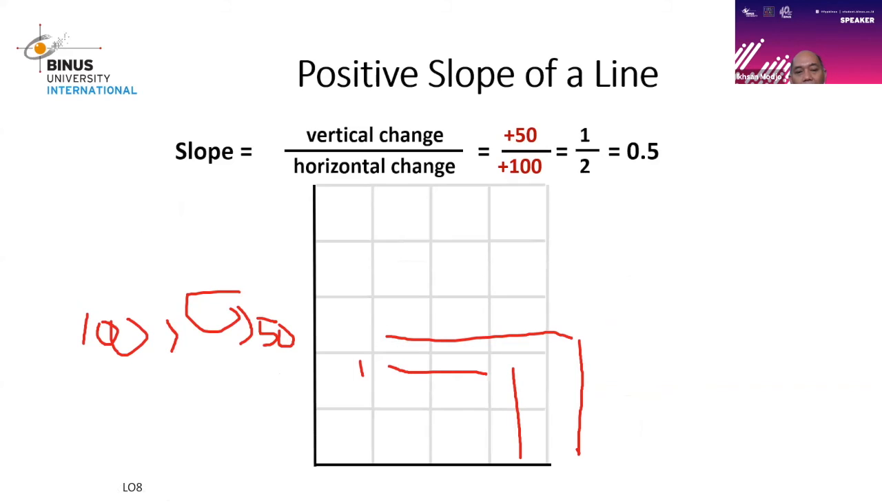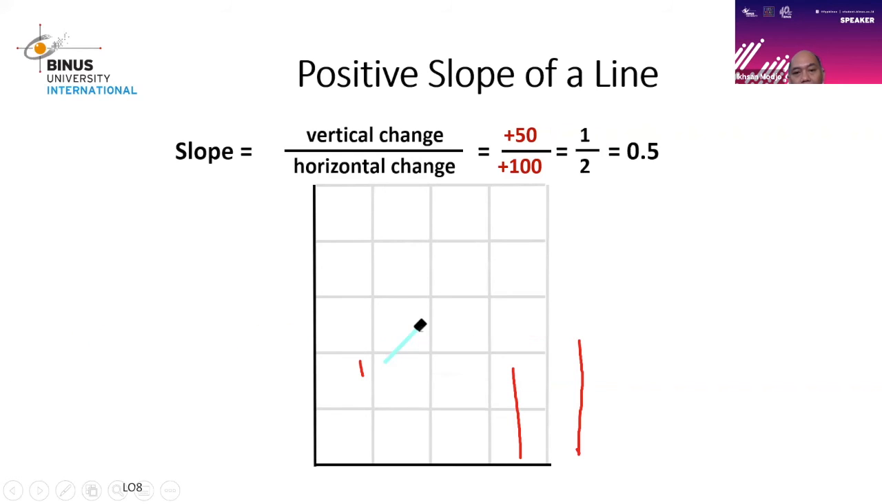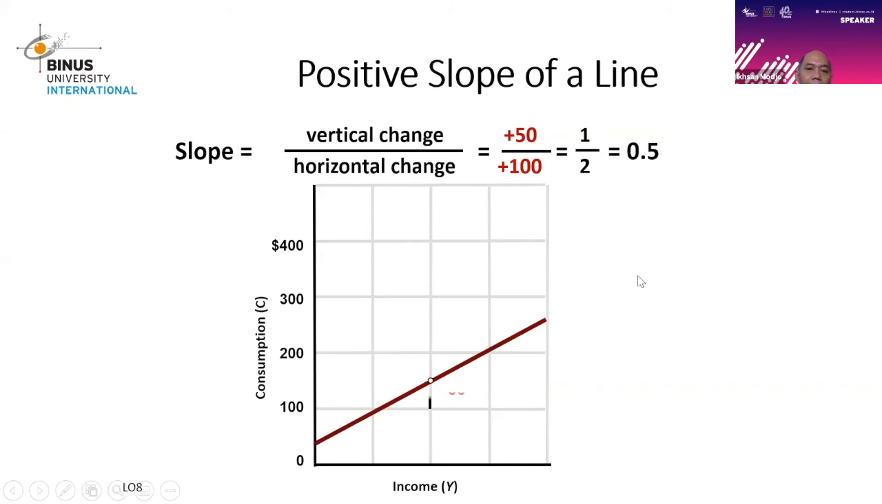Okay, slope. So slope is going to be 100. Sorry, slope is going to be half, 0.5. Vertical change divided by horizontal change. Yeah, not delta y, delta x. Forget about that. We're going to get the delta y, delta x when we learn about the elasticity. But at this stage, to understand the slope and the graph, you only have to understand that it's actually vertical divided by horizontal.